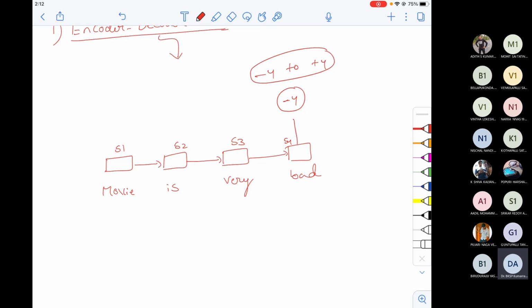Oh, before I forget, Shiva, is my screen visible? Yes, sir. Great. Okay.